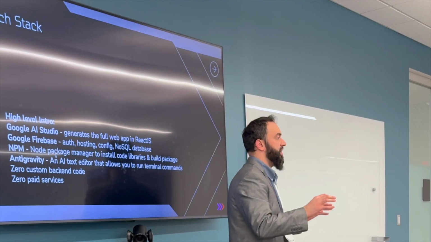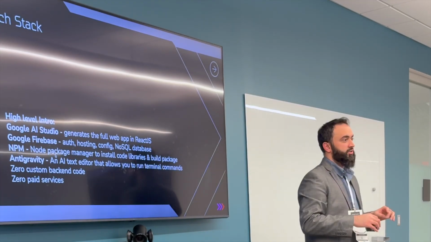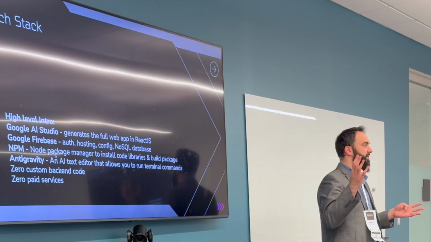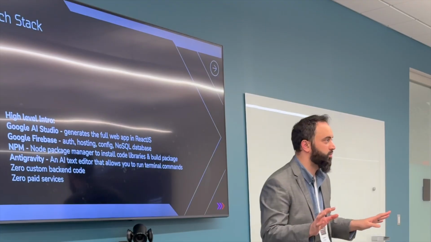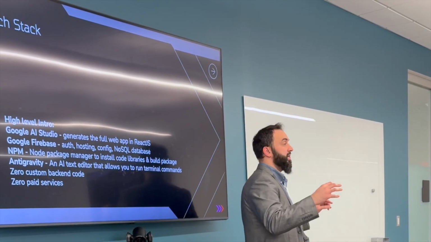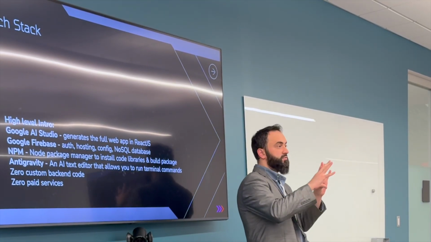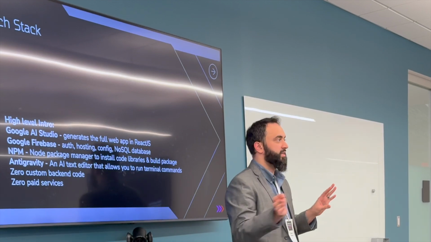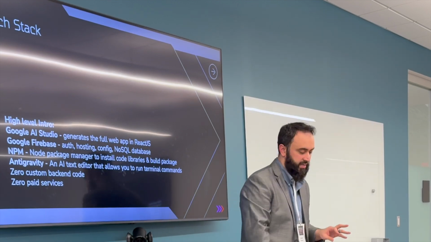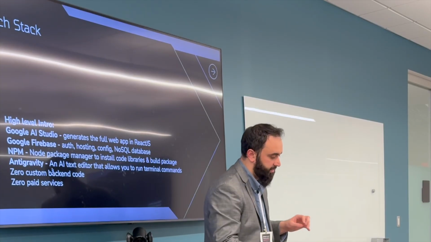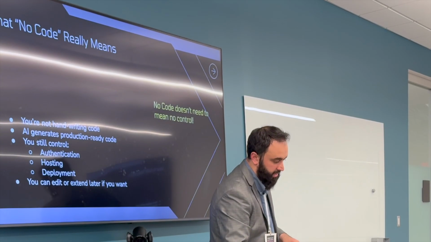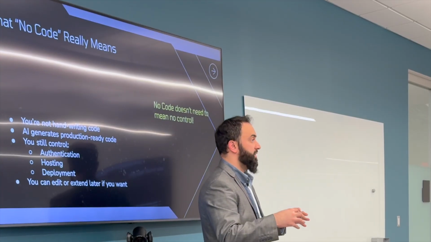And then there's something called anti-gravity. It's essentially like Notepad. How many of you know what Notepad is? Yeah, it's like a text editor, but it's just fancy, it just looks cool. And it's created by Google. So they're like, hey, let's make this fancy text editor, and it allows you to use AI within the text editor. So it's kind of cool, but it's again free. And there's zero custom backend code, zero paid services. Boom.